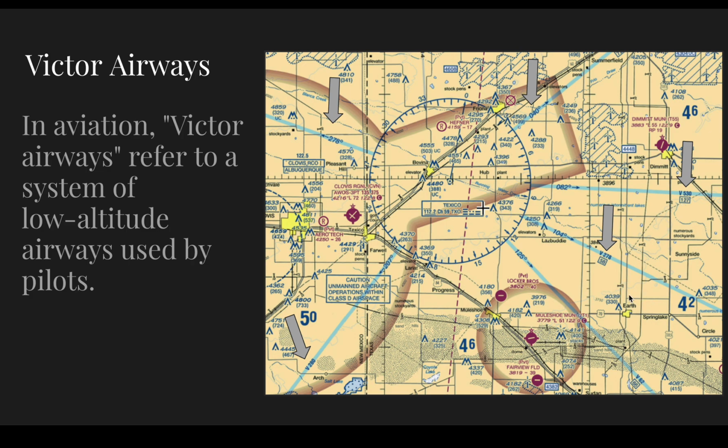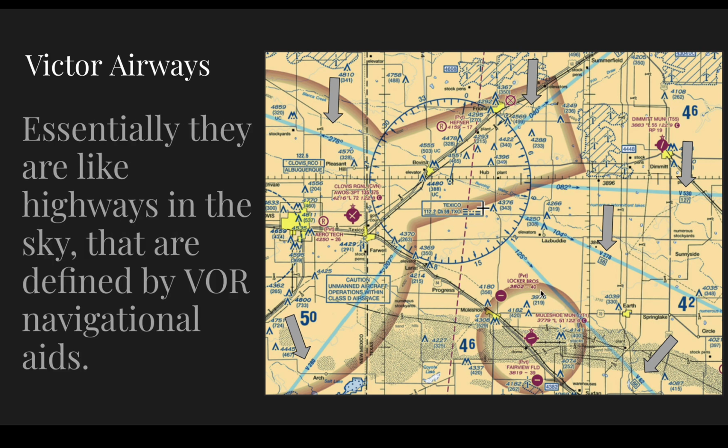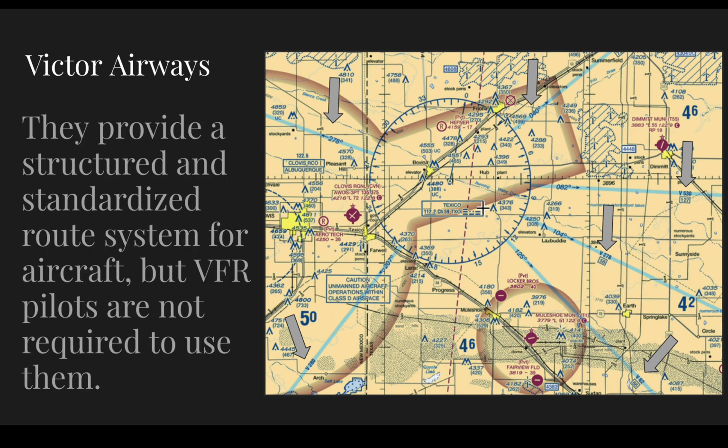So that helps you with distance as well. Victor 62, etc. But they're just like highways in the sky. They're just defined routes. You do not have to use them. VFR pilots do not have to use them, but they can help you with route planning. They can help you with filing your flight plans more quickly and all that stuff. They're just a standardized route system for aircraft, but like I said, you're not required to use them.